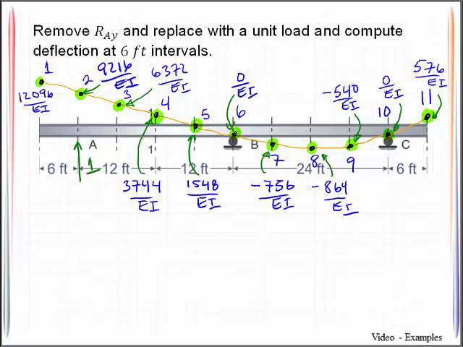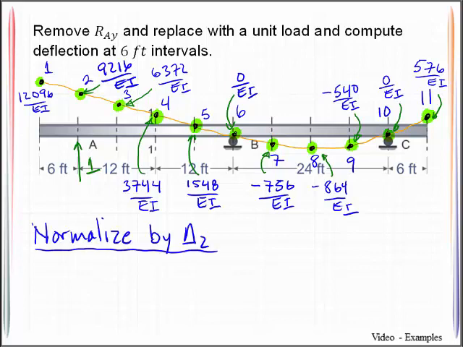So with those displacements in hand, we now need to move on to the task of normalizing these. We normalize by taking all of these deflection quantities that we now have, and we divide them by the quantity of delta 2. Why delta 2? Because that's where we had placed the unit load. So let me give an example here.